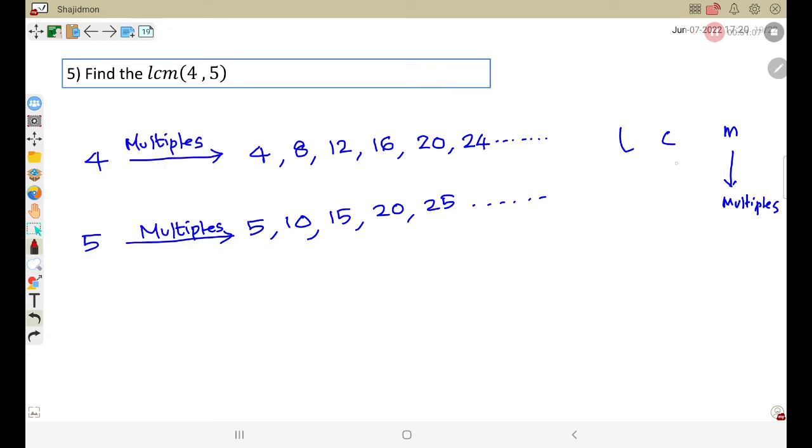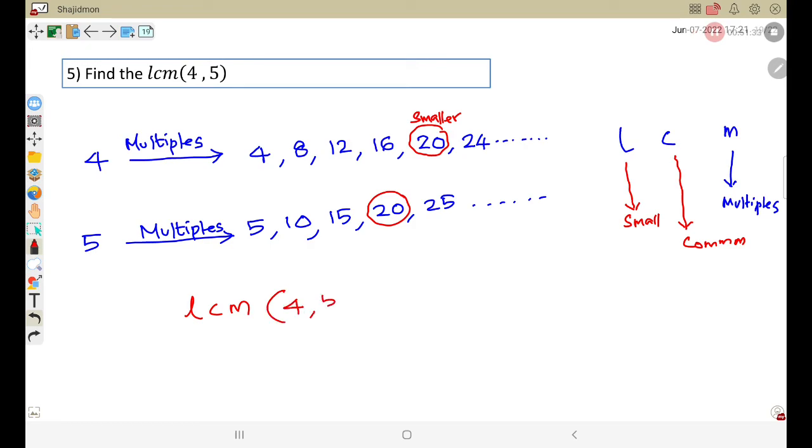Okay. Now, what do we do now? Select the common. What are the common? You can see 20 here, common. Nothing else, correct? If you write more numbers, you will get more common. But we don't want more numbers. We need only the minimum, least, smaller number, correct? So this is the smaller number. Starting number only we are taking here. So LCM of the numbers 4 and 5 equals 20. I hope you understood this question, how to find the LCM, least common multiple.